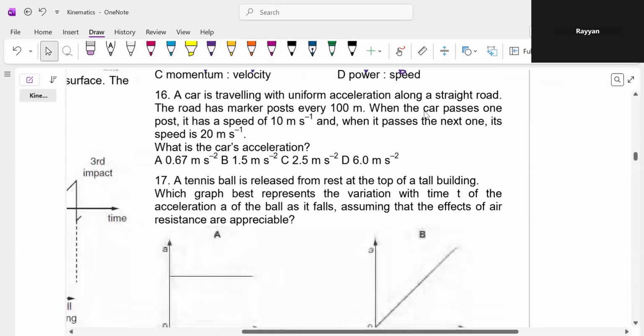A car is traveling with a uniform acceleration along a straight road. The road has a marker post every 100 meters. When the car passes one post, it has a speed of 10 meters per second, and when it passes the next one, its speed is 20 meters per second. What is the car's acceleration?